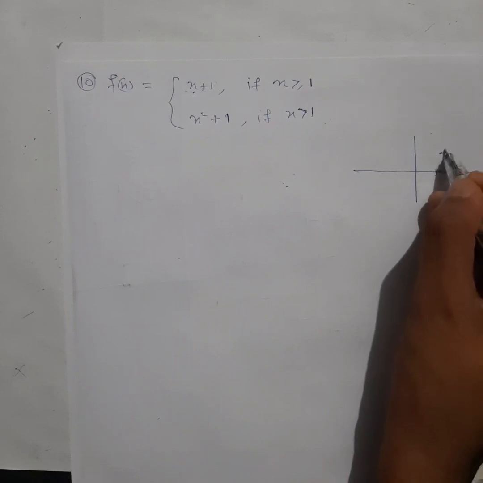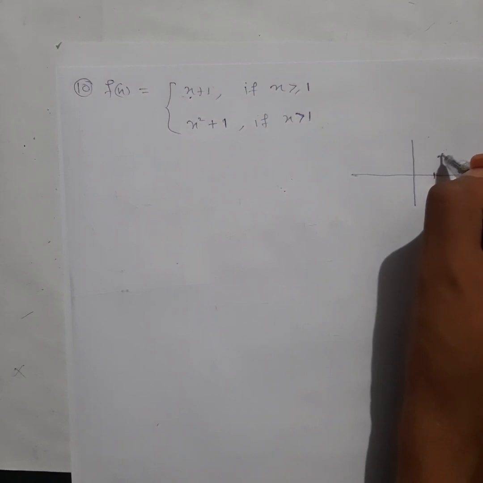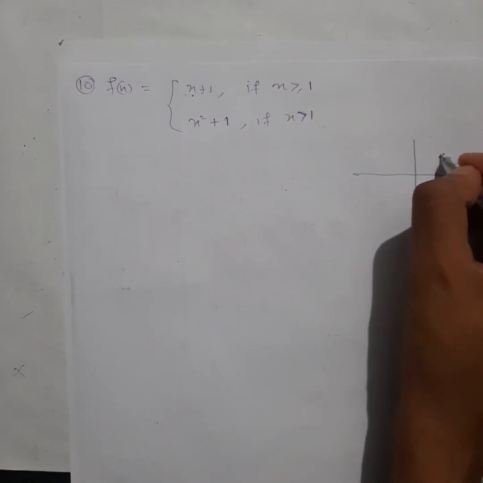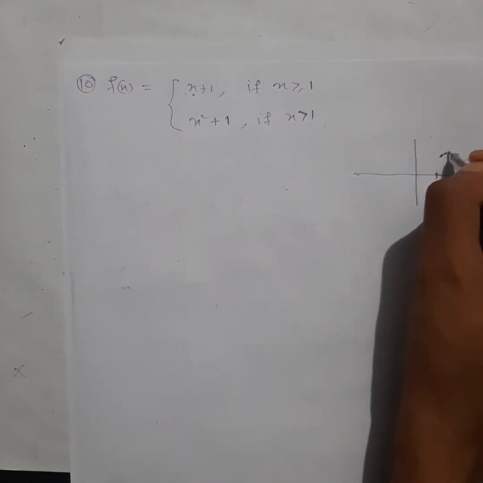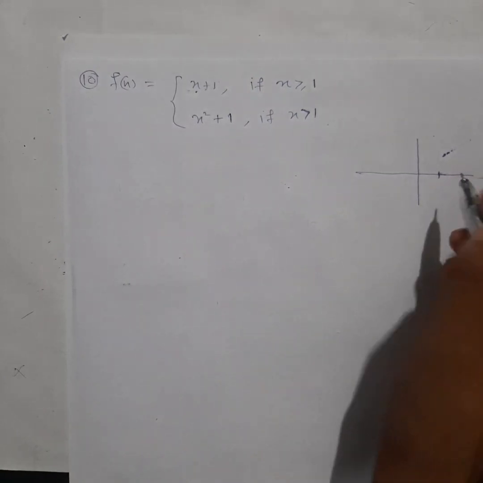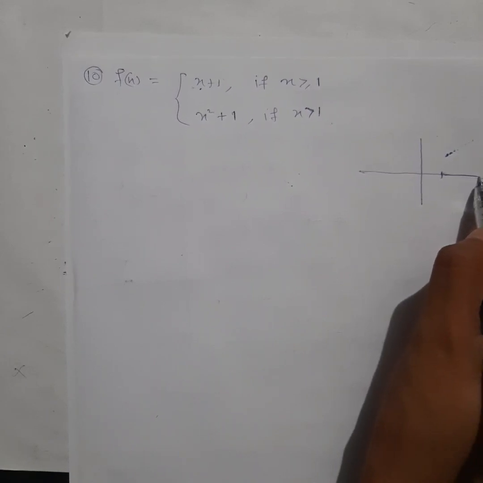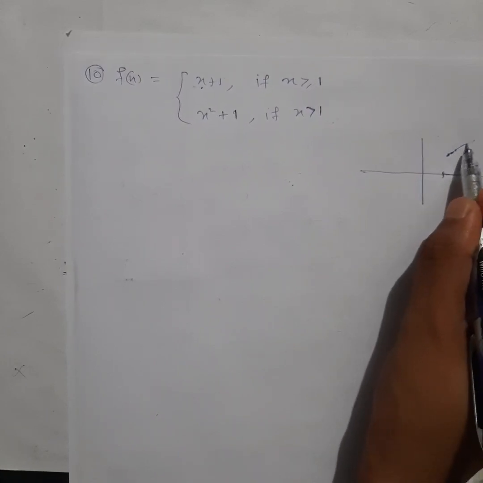The next point if you take, you will get one point here. 1.02 if you take, what will you get? Here also you will get 1.02 plus 1, that is 2.02. Okay, 2.02. Like that you will keep on getting points. It will keep on increasing like this, right? So we know that if your x is greater than 1, the graph will be continuous.